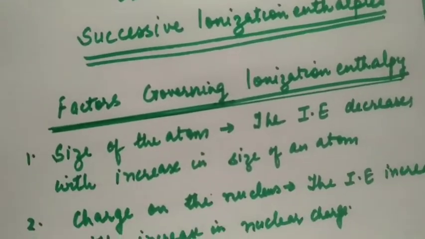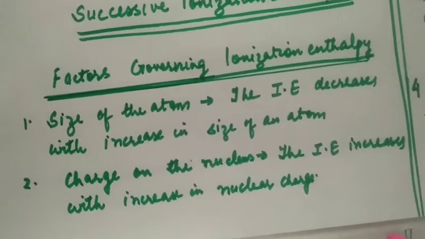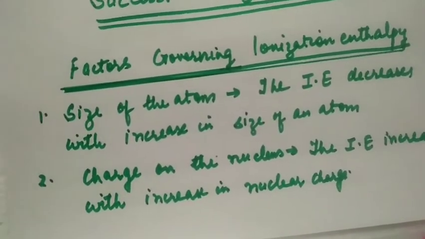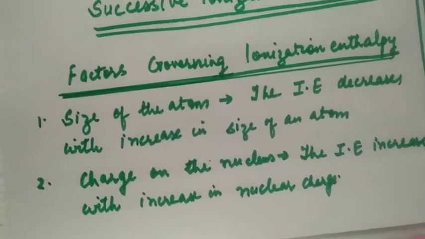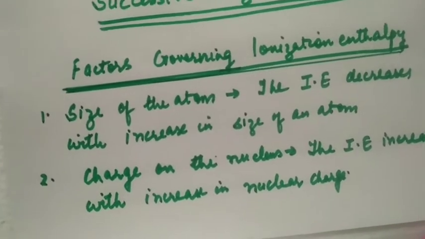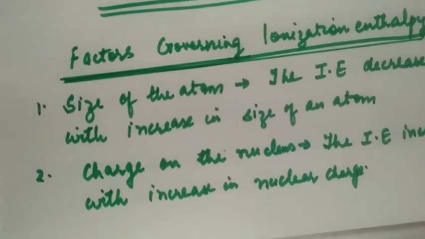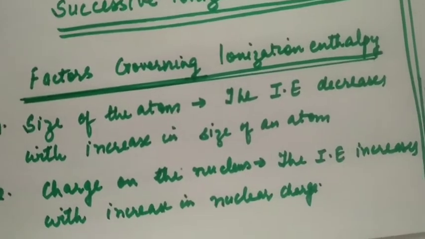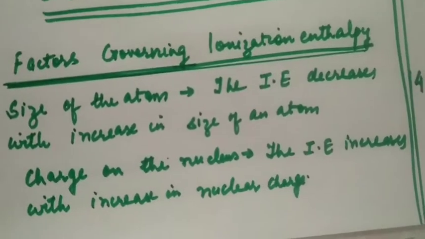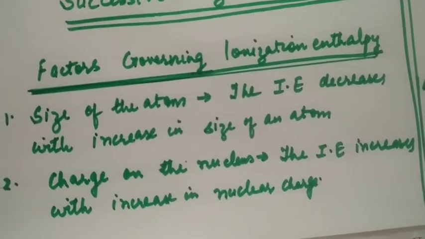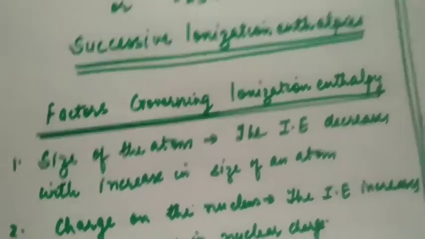Factors governing ionization enthalpy: size of the atom. The ionization enthalpy decreases with increase in the size of atom. Lesser energy is needed to remove an electron from a bigger atom. Charge on the nucleus. The ionization enthalpy increases with increase in nuclear charge. More nuclear charge means that electron is held strongly, and so greater energy is required to remove that electron.